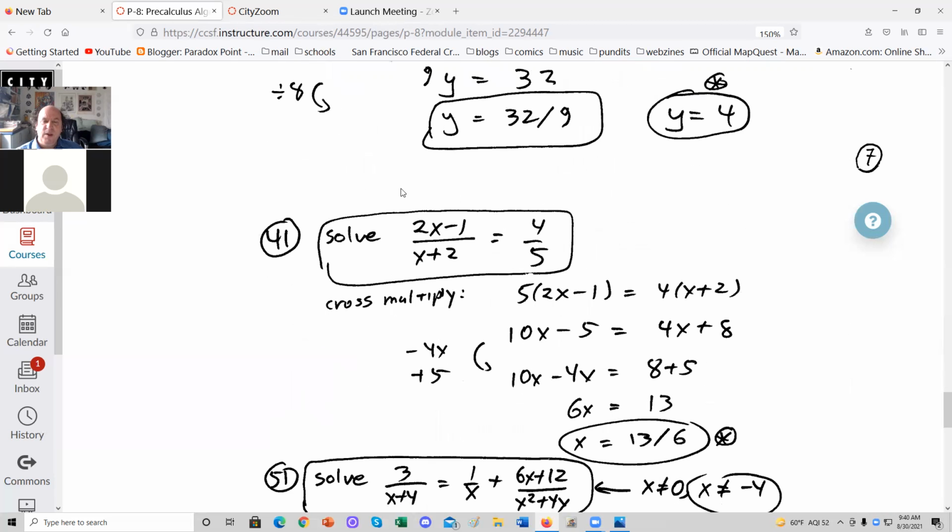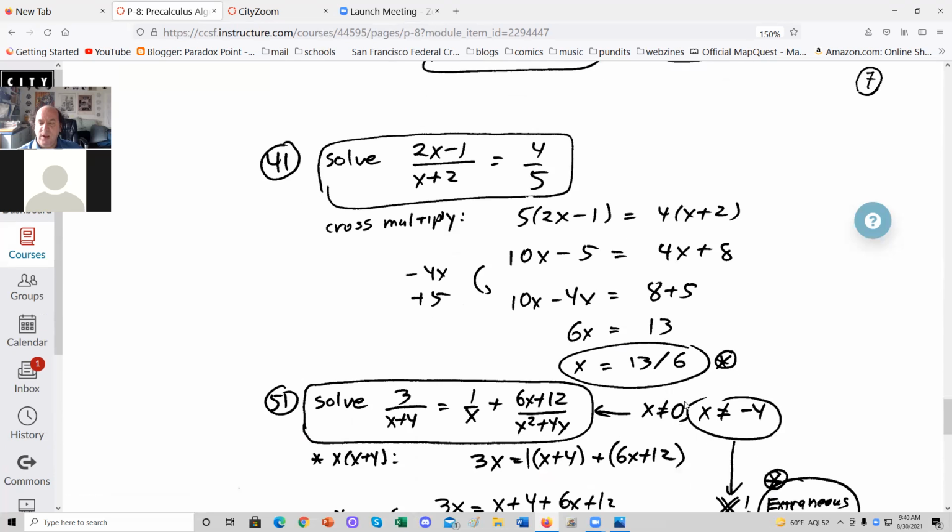Here we have 2x minus 1 over x plus 2 equals 4 over 5. Multiply both sides by x plus 2. Multiply both sides by 5. The 5 goes to the left, and x plus 2 goes to the right. It's called cross multiplying. You get 5 times 2x minus 1 equals 4 times x plus 2. Expand, transpose the 4x to the left and the 5 to the right. 10x minus 4x equals 8 plus 5. 6x equals 13. x equals 13 over 6.